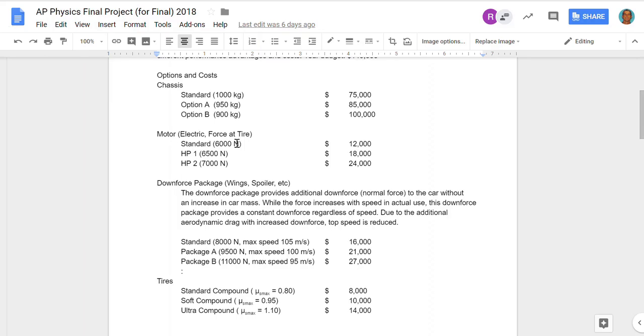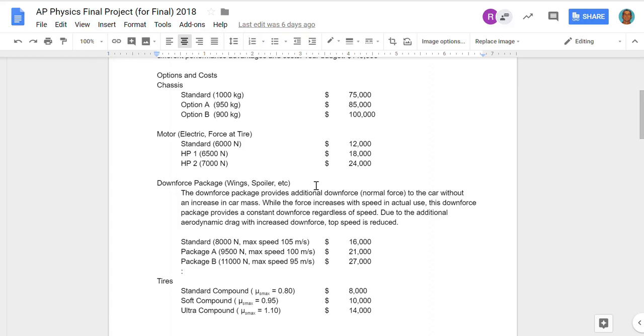Hey, the motor. We're not worried about traditional horsepower. We're looking at the force each of these puts out. We're assuming that it puts out that amount of force all the way from 0 miles per hour or meters per second up to the maximum speed. Once it gets to a maximum speed, it just stays at that maximum speed.